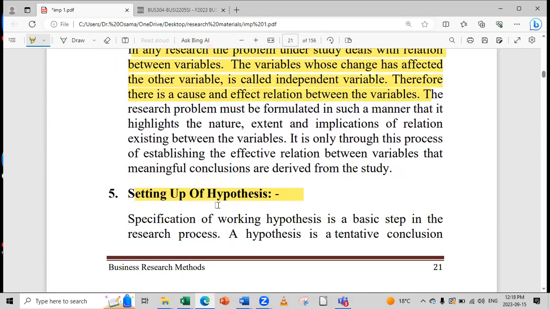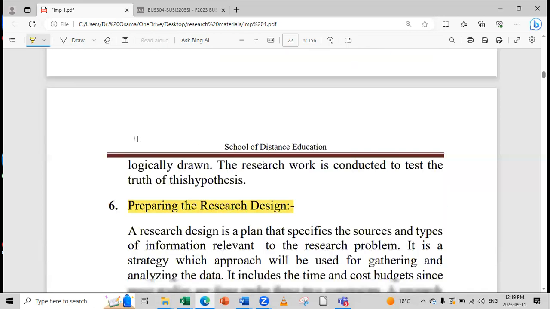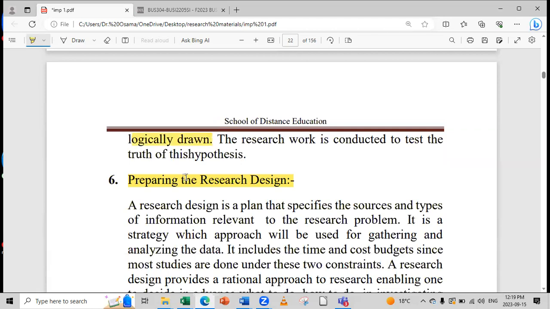Here we go. The hypothesis. The next one, setting the hypothesis. Specification of a working hypothesis is a basic step in the research process. A hypothesis is a tentative conclusion, logically drawn. Logically means what? Like here, can I say that the headache caused too much walking in the sun? Can I say like this?